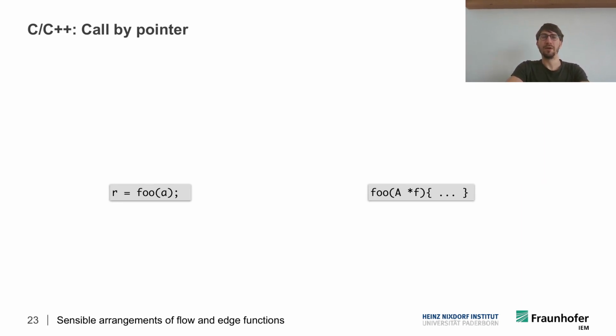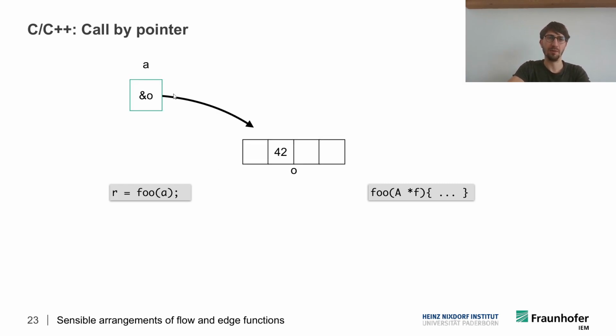All right. I said there is more in C and C++. The other thing that is possible in C and C++ is call by pointer. So you pass a pointer to the object to the function, and the effect will look like this. A is a pointer variable that holds the address of some object in memory. Let's call this object O, and then the address of that object is given by the ampersand operator, ampersand O, and this points to this object here.